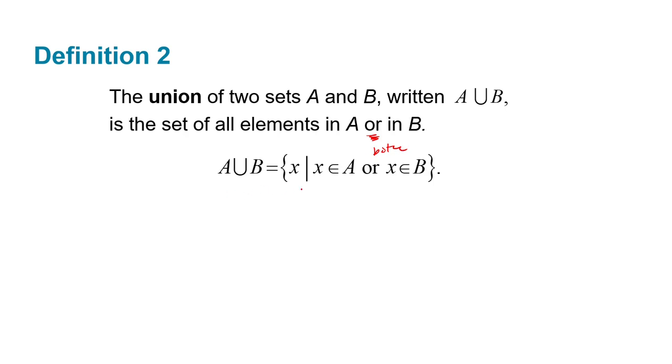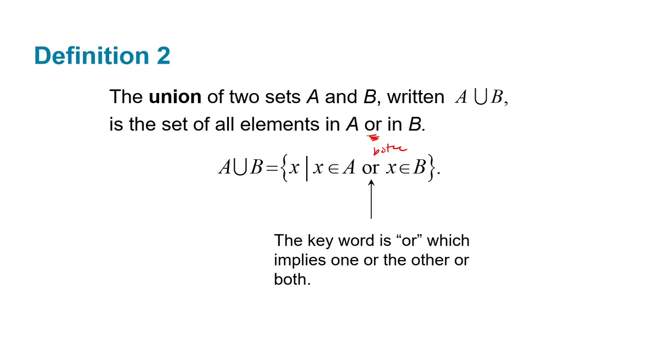So our formal definition is A union B equals the set X, such that X is an element of A or X is an element of B. The keyword is or, which implies one or the other or both. So just remember, it can include both or one or the other.